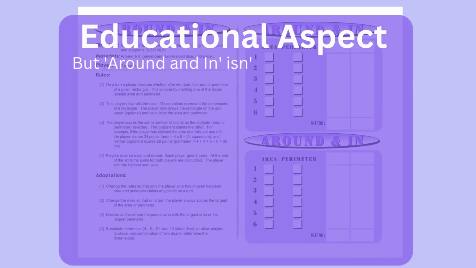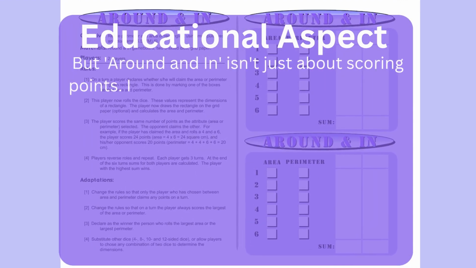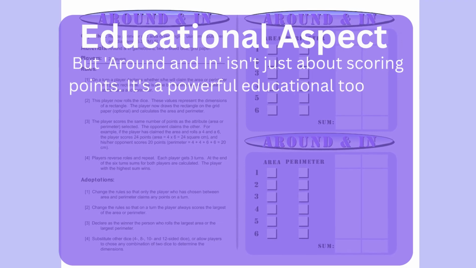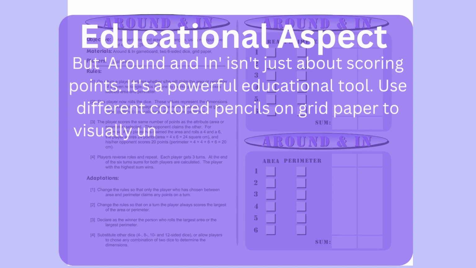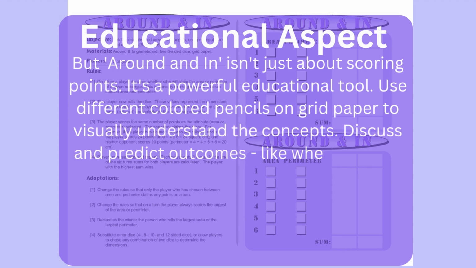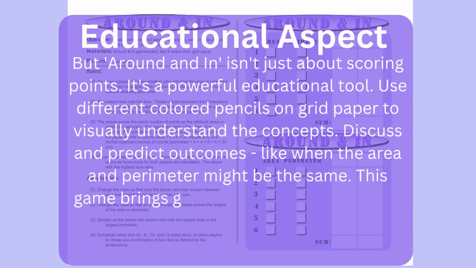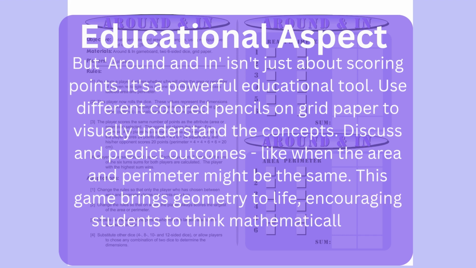Educational aspect. But Around and In isn't just about scoring points. It's a powerful educational tool. Use different colored pencils on grid paper to visually understand the concepts. Discuss and predict outcomes, like when the area and perimeter might be the same. This game brings geometry to life, encouraging students to think mathematically and strategically.